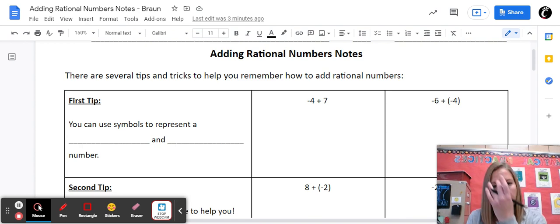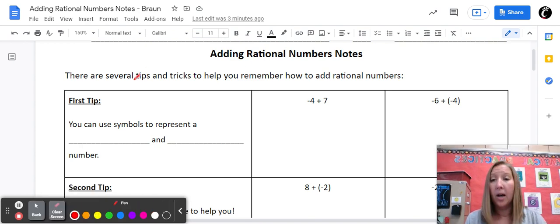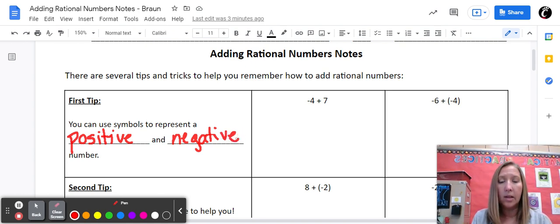So to get things started, there are several tips and tricks to help you remember how to add rational numbers. The first tip, you can use symbols to represent a positive and negative number. So in here, we're going to write positive and negative. So yesterday we talked about additive inverses and what those are and how we use additive inverses. And we're going to actually use some symbols that are going to show additive inverse.